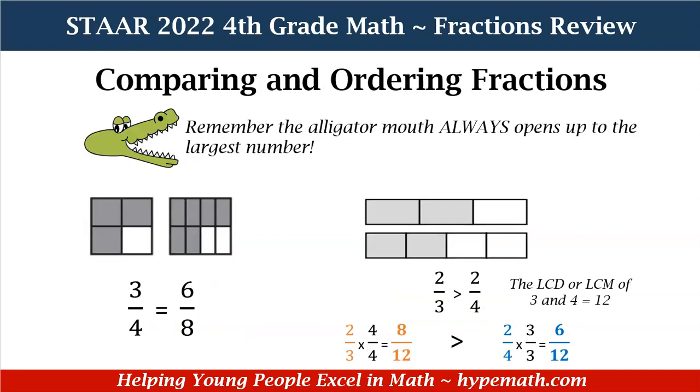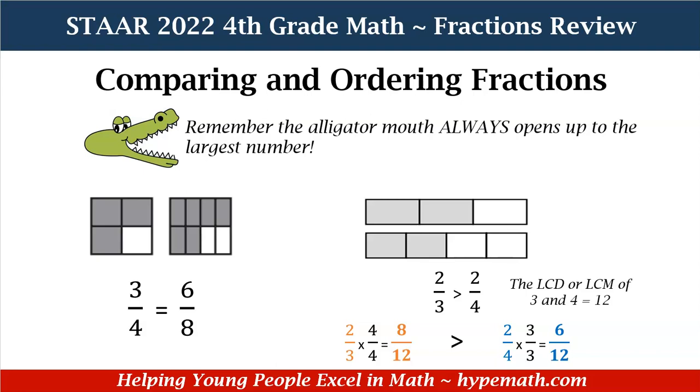Now let's talk about comparing and ordering fractions. One thing to remember, 4th graders, is that the alligator mouth always opens up to the largest or biggest number. So let's look at our examples. On the left-hand side, we have 2 squares. 1 square is divided into 4 equal parts, and 3 of those parts are shaded, so my fraction is 3/4.